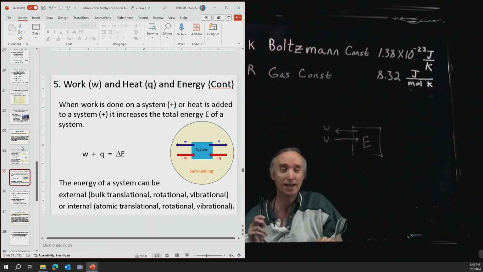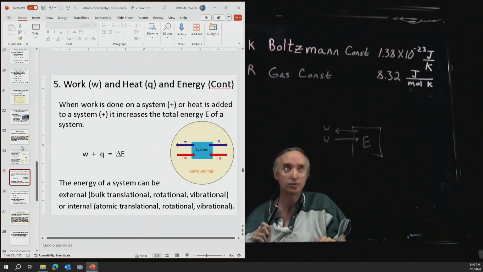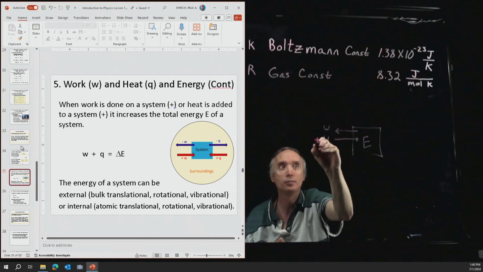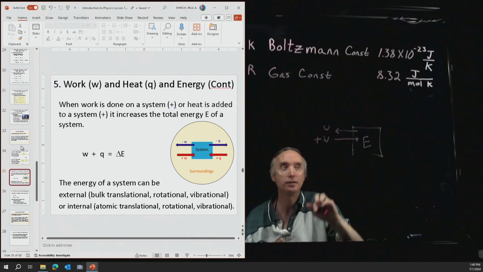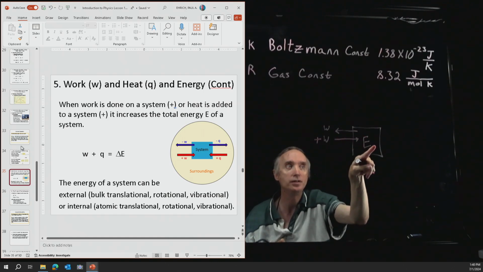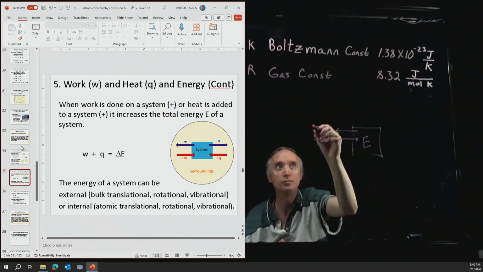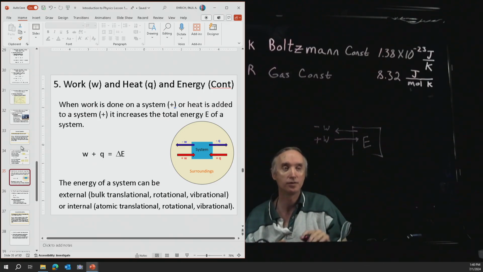So notice we need to have a sign convention for work. Positive work is going to mean that energy is going into the system. And then negative work means that energy is coming out of the system, so the energy of the system is going to decrease.